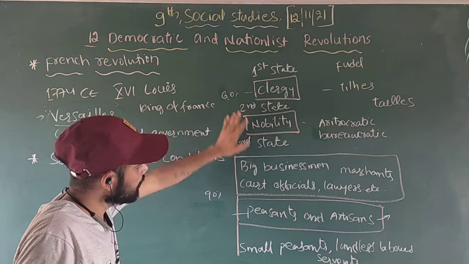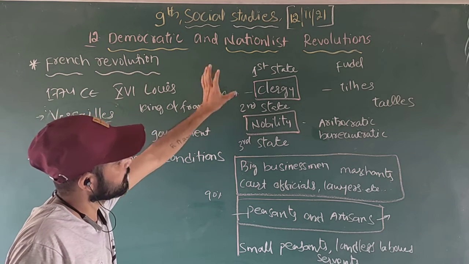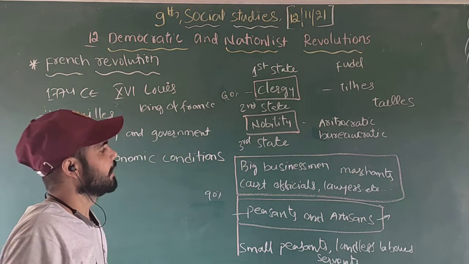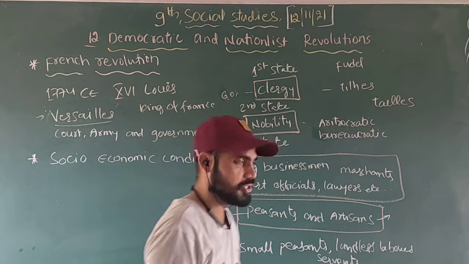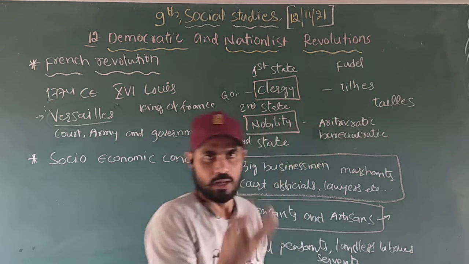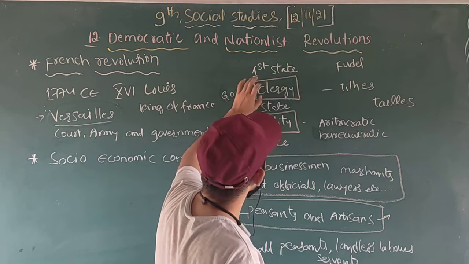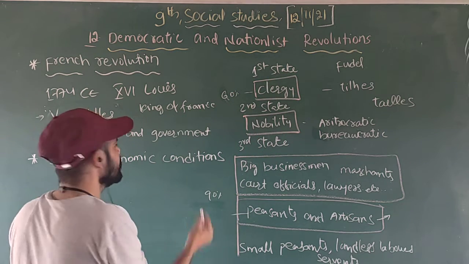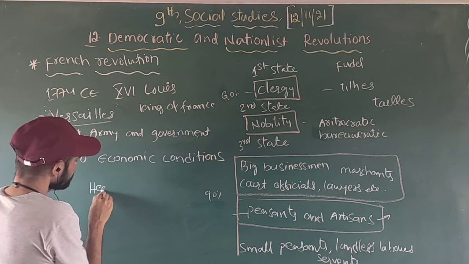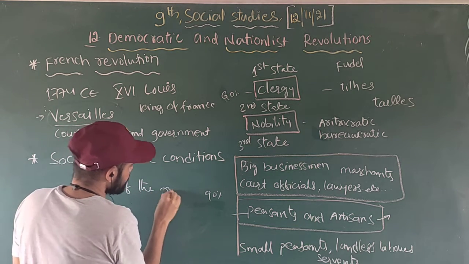So sociologically, the French were divided into three estates: the clergy, the nobility, and the third estate, which includes businessmen, merchants, court officials, lawyers, peasants, artisans, landless labor, servants, and the small peasants. The first estate comes from the clergy. The clergy means the people who are the heads of the religions.